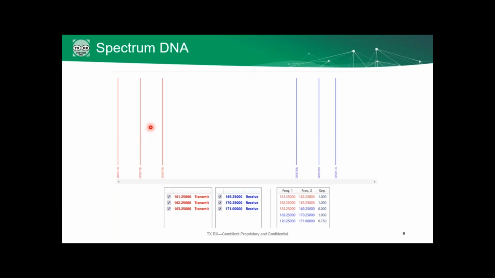And this is a shot of the spectrum DNA, and it's basically a graphical view of the frequency plan. You can quickly view and see what the TX and TX to RX spacing is in a graphical format.